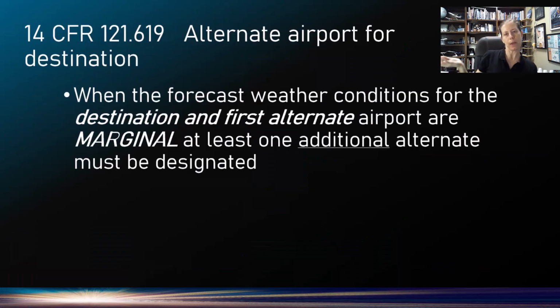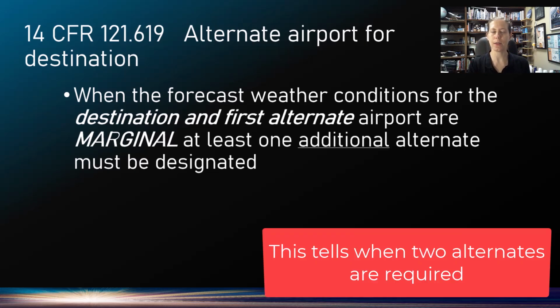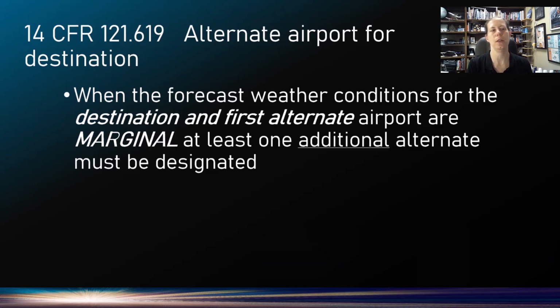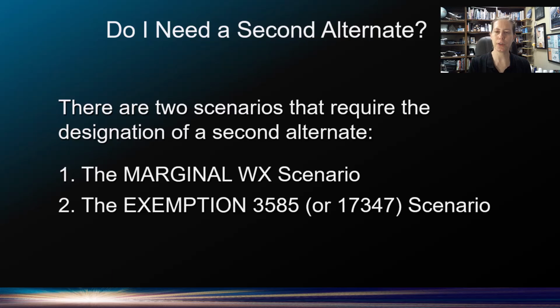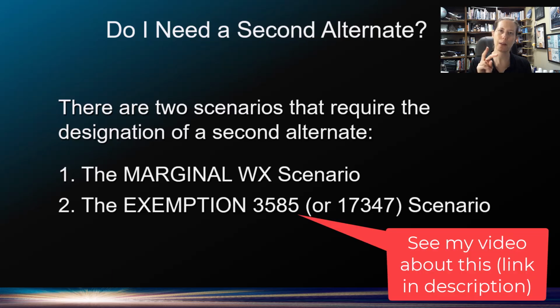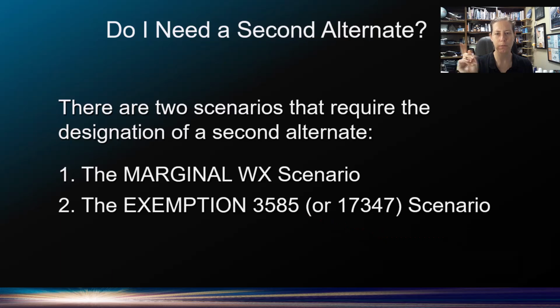Now, there is a requirement under 121.619 to have an alternate airport for our destination where there's a second alternate. Ooh, a second alternate. The reg just says if destination and first alternate are marginal, then we need at least another alternate. So, do I need a second alternate? Marginal weather is one reason why I might need a second alternate. Second reason would be exemption 3585, sometimes called 17347. Again, another very popular video about that. If you want to know about that, go watch that video. Then you can come back to this one.